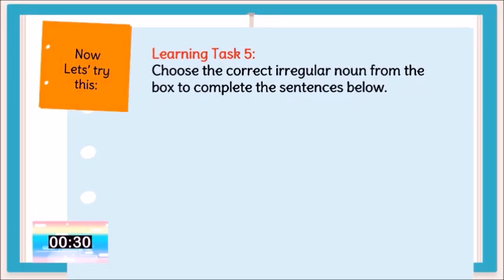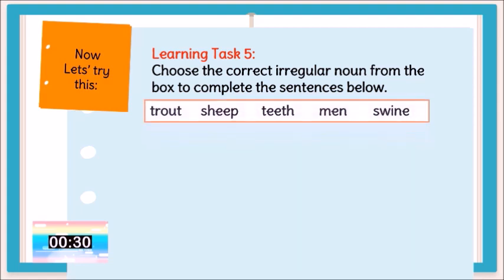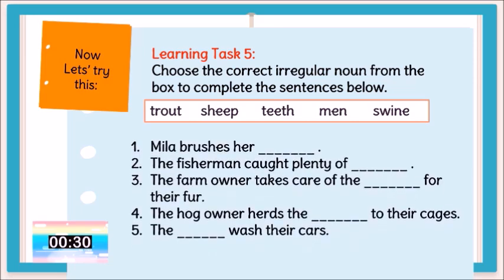Now, let's answer learning task 5. Choose the correct irregular noun from the box to complete the sentences below. Trout. Sheep. Teeth. Men. Swine. Number 1. Mila brushes her blank. Number 2. The fisherman caught plenty of blank.